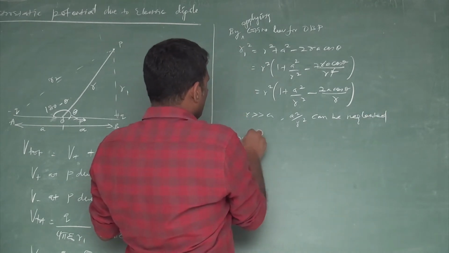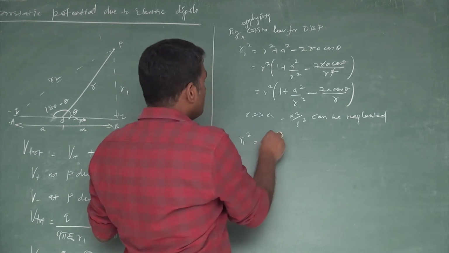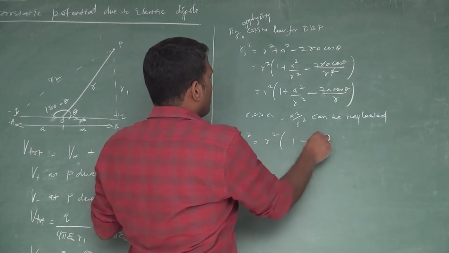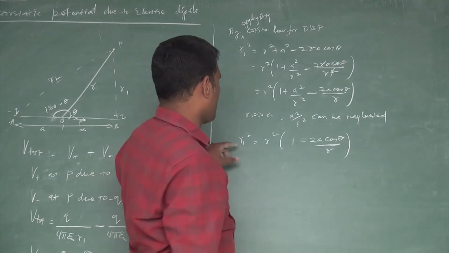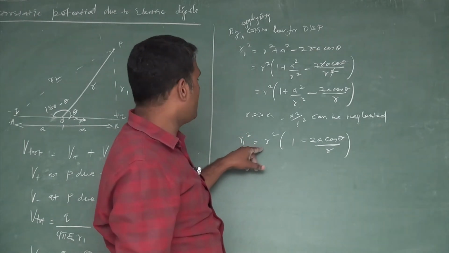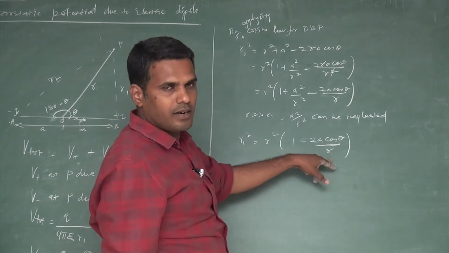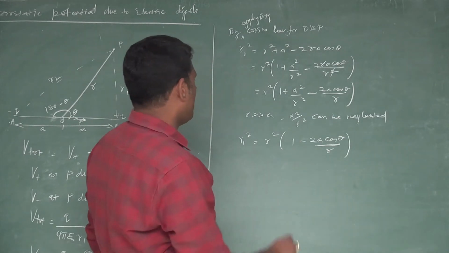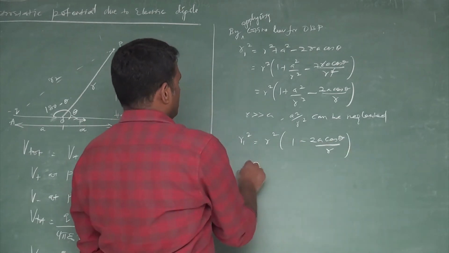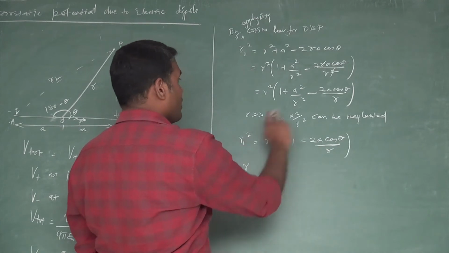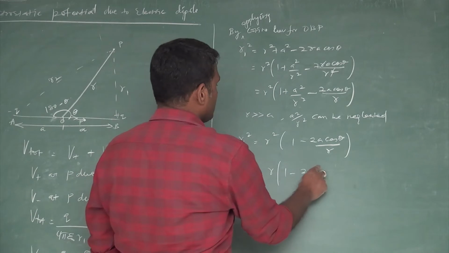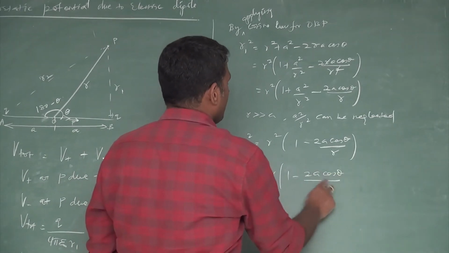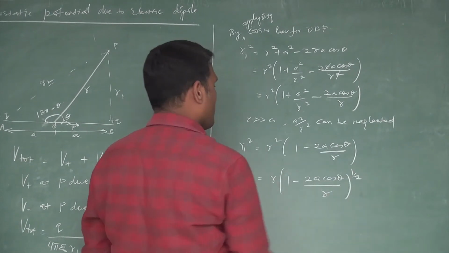So the expression goes as r1 square is equal to r square into 1 minus 2a cos theta divided by r. Now, taking the square root on both sides, r1 is equal to r into 1 minus 2a cos theta divided by r, the whole power 1 by 2.